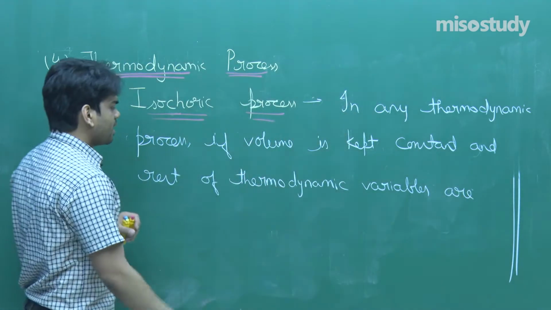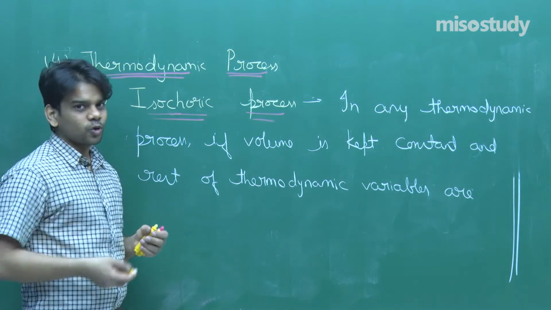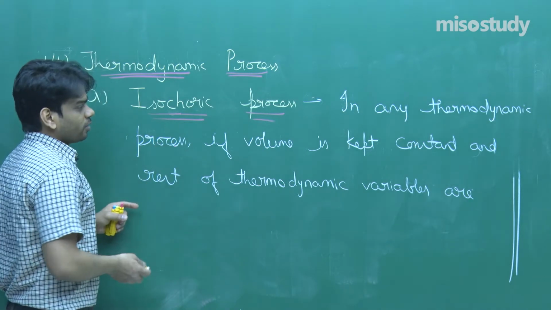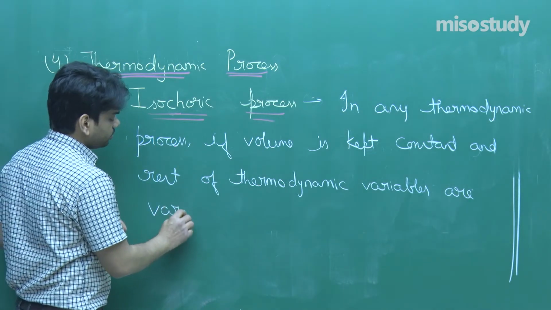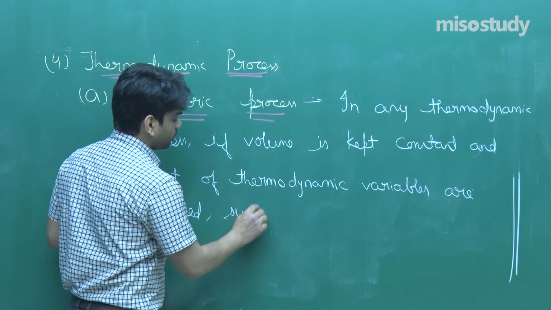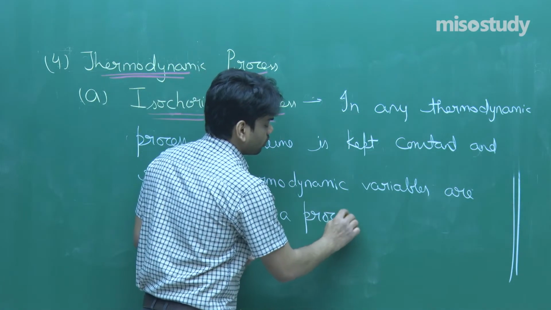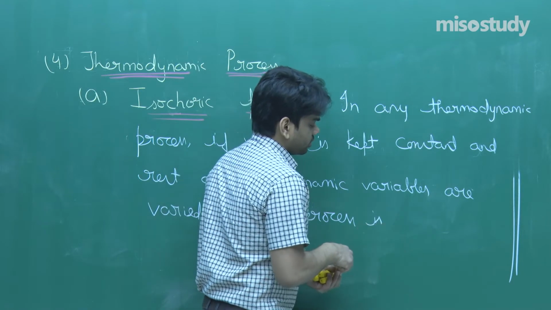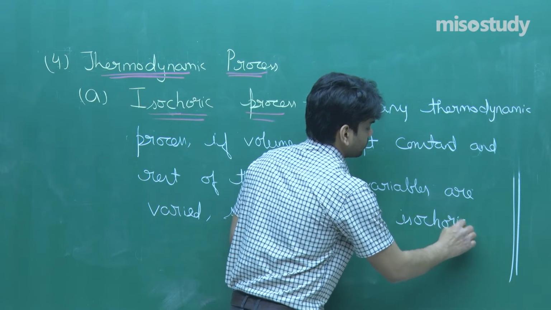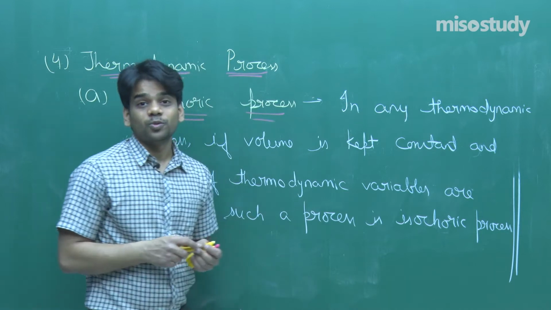It's quite easy to understand. And once again, after watching this video, if you made your notes and go through your notes, you'll easily recall each of the processes. Rest of the thermodynamic variables are varied, such a process is isochoric process. Let's go ahead with this definition which we have taken down. Remember, in isochoric process, volume is to be kept constant.